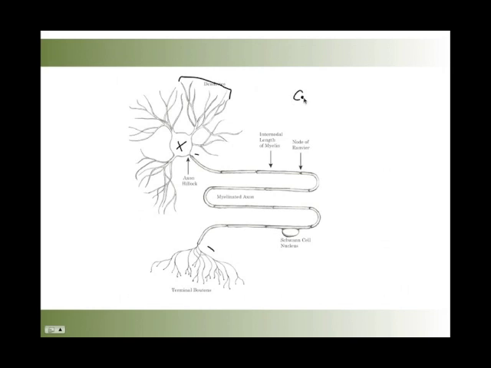In the central nervous system, myelin is produced by a cell called the oligodendrocyte. And in the peripheral nervous system, it is produced by a cell called the Schwann cell.